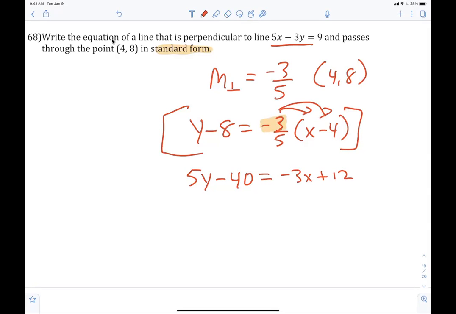Okay, so now finish it off. Standard form. 3x, negative 3x. Nope, you were right. 3x minus 5y. No, wait, listen to me. So here is where sometimes kids have trouble. You want x and y on the same side, and we want x to be positive, right? So to do that, I add the 3x over, right?